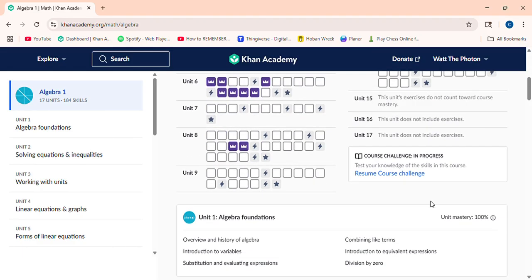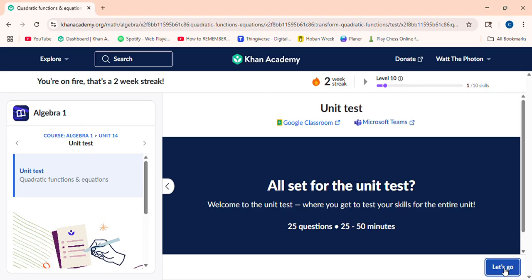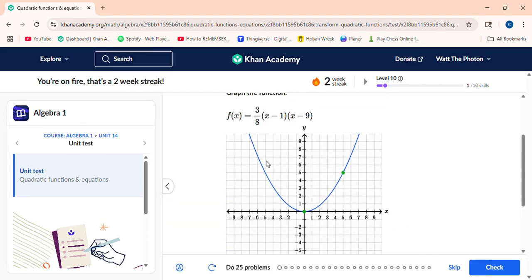Unit 14 is a lot. Let's do Unit 14. Let's do it backwards. Graph this function.